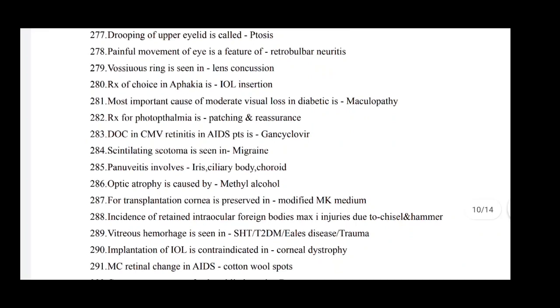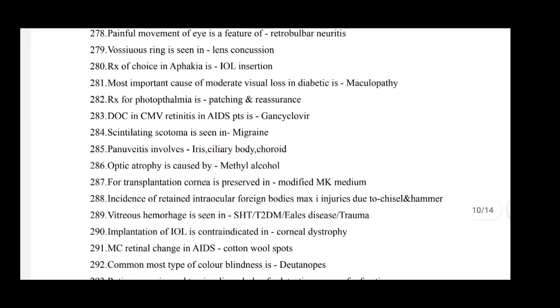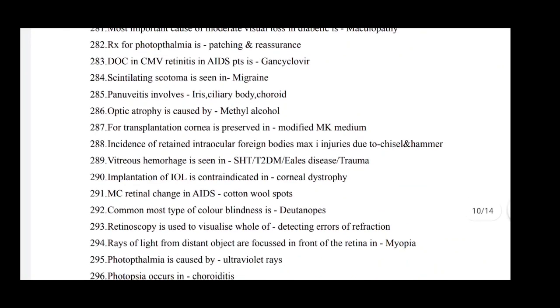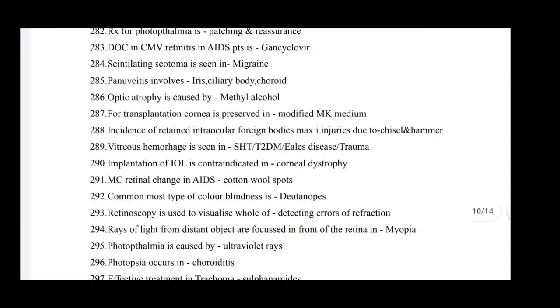For transplantation, cornea is preserved in modified MK medium. Incidence of retained intraocular foreign body is most associated with injury due to chisel and hammer. Vitreous hemorrhage is seen in systemic hypertension, T2DM, Eales disease, trauma. Implantation of IOL is contraindicated in corneal dystrophy. Most common retinal change in AIDS is cotton wool spot. Commonest type of color blindness is deutan.